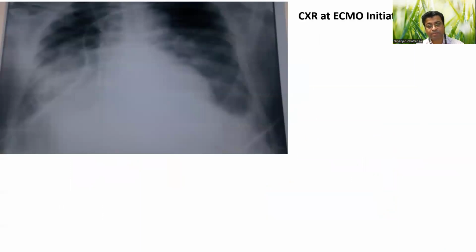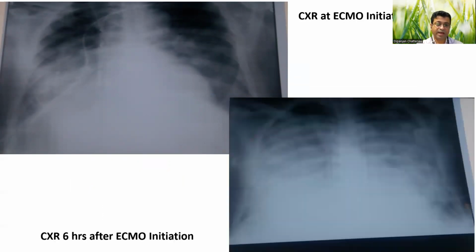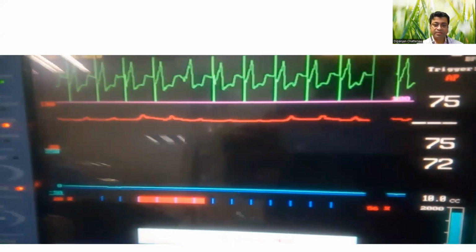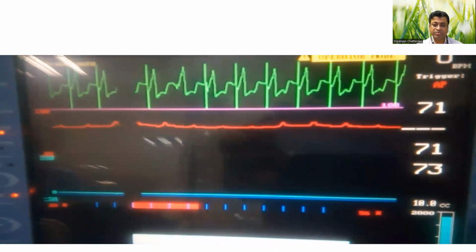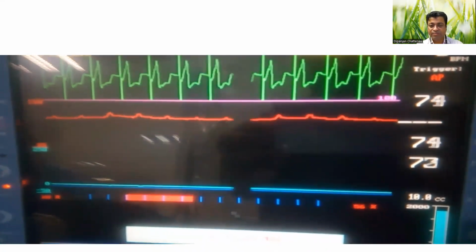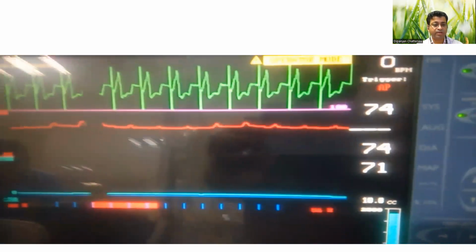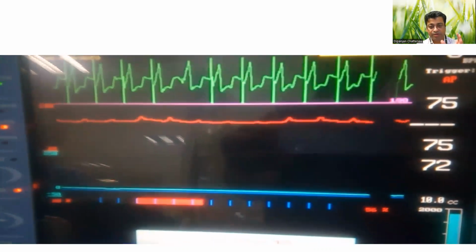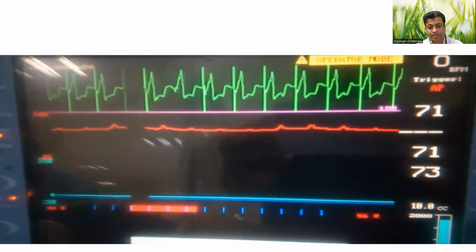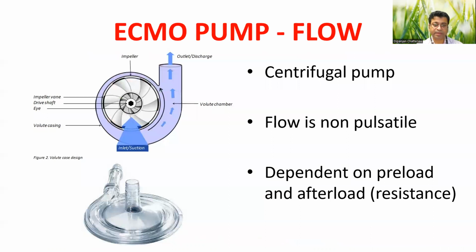Suppose you have put the patient on VA ECMO and this was the X-ray at initiation. And after 6 hours, you see that the lung is getting flooded, the patient is in pulmonary edema. You have to think that the patient's LV distension is occurring and you have to vent the LV. You can see that the ejection has reduced, and these are the things that will give us a clue that the LV is not contracting properly because of increased afterload. We have to increase the inotropy and reduce the load on the heart.